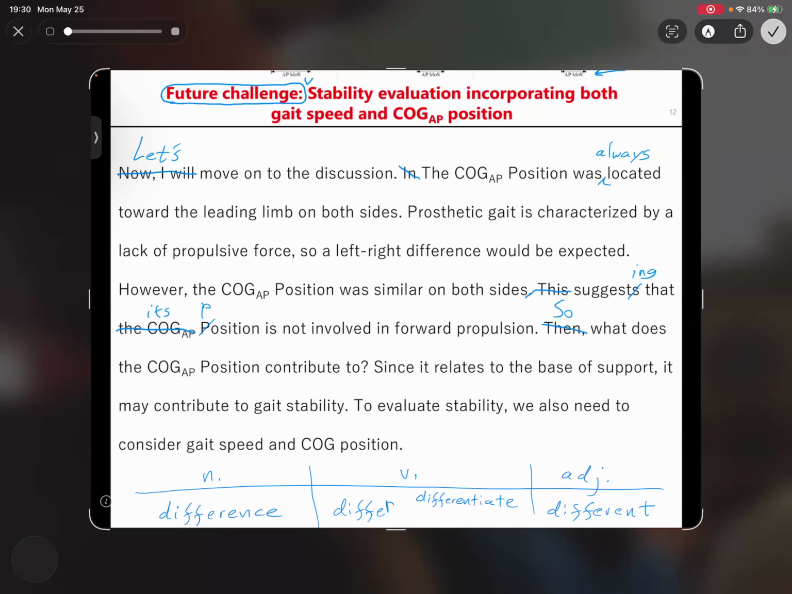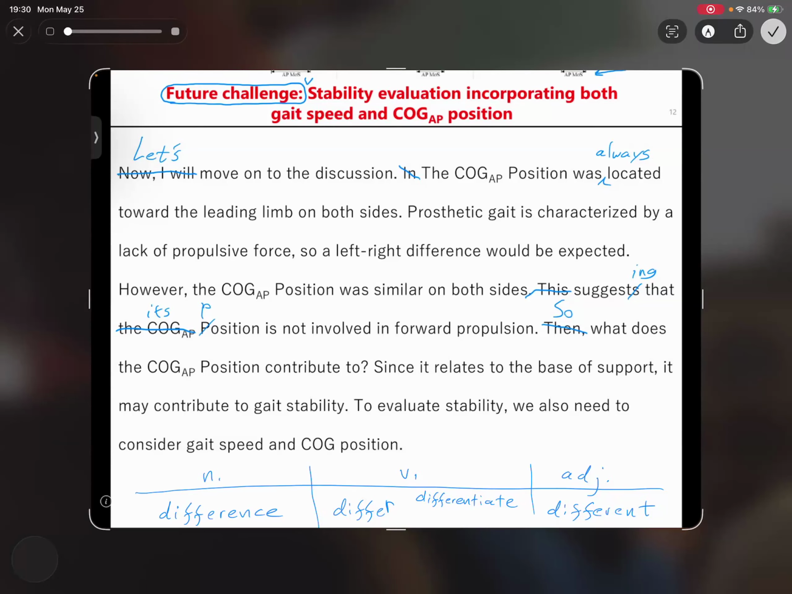A question here. Let's continue. However, the COG sub-AP position was similar on both sides, suggesting that its position is not involved in forward propulsion. Propulsion.